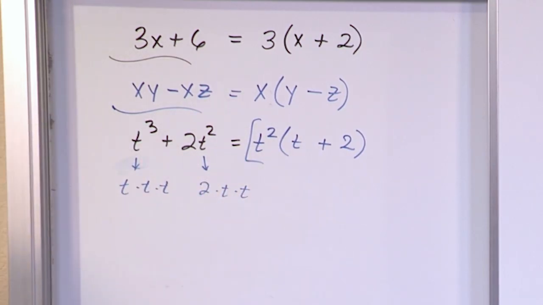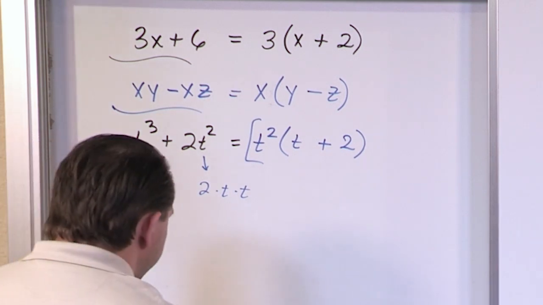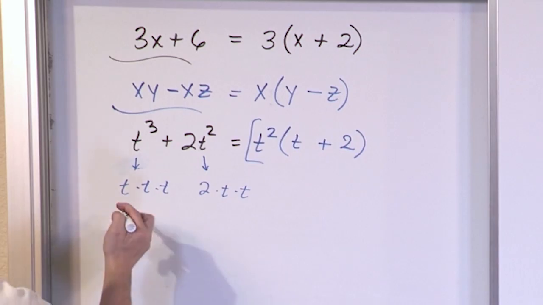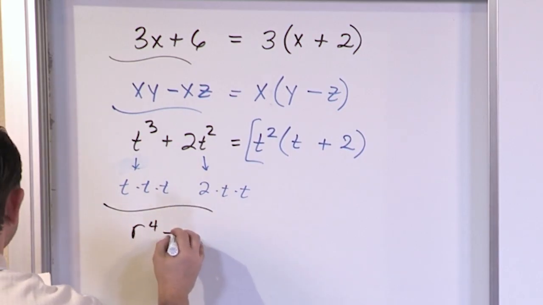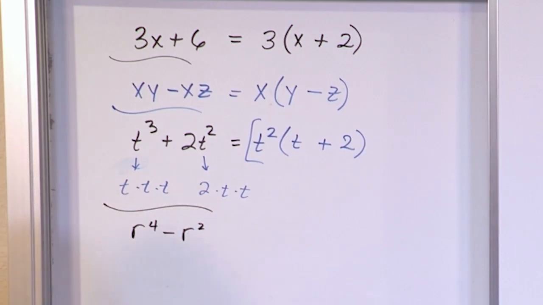And ladies and gentlemen, this is really the only thing to this section. There's not anything else to it. We're just going to work some problems. So r to the 4th minus r squared. What would you factor out here?